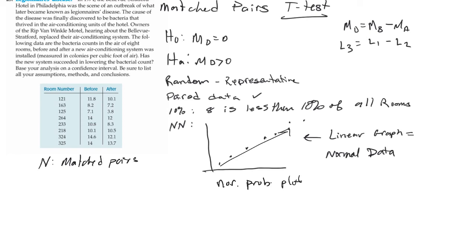You could also call it matched pairs, matched t-test, paired t-tests. Any of those things are all fine. Then the hypotheses, test statistic, p-value, and then we'll write our conclusion out. So let's go ahead and calculate these numbers.